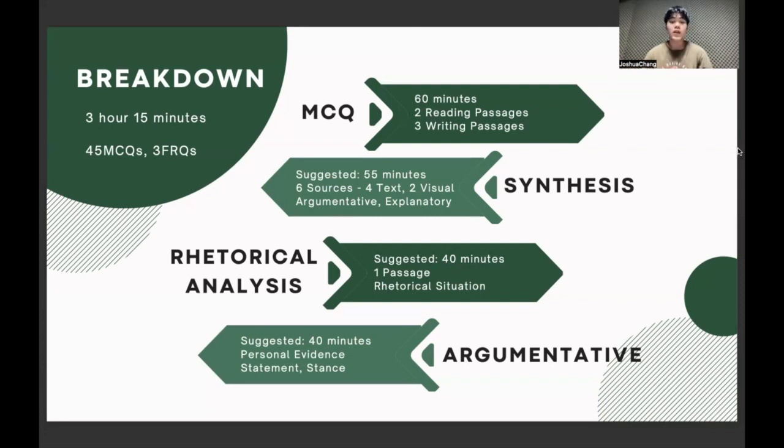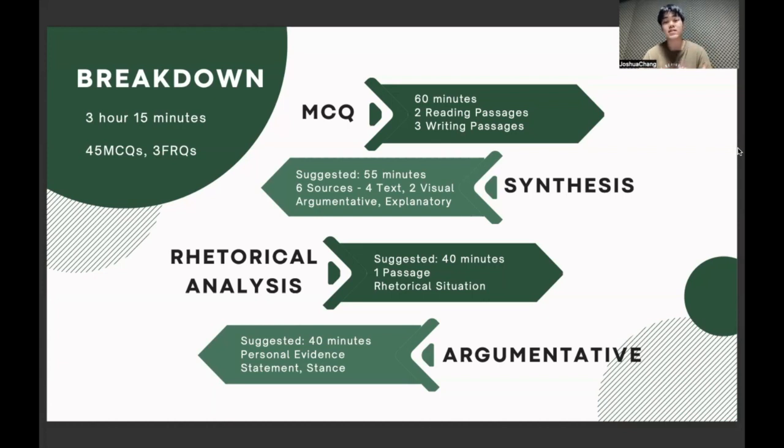Now, moving on to the FRQs of this exam, you'll be required to write 3 different types of essays: a synthesis essay, a rhetorical analysis essay, and an argumentative essay. You'll have 2 hours and 15 minutes, and you can freely use this time to write the essays in whatever order you please and distribute the allotted time in any way you like. But there is a suggested time distribution that the College Board recommends.